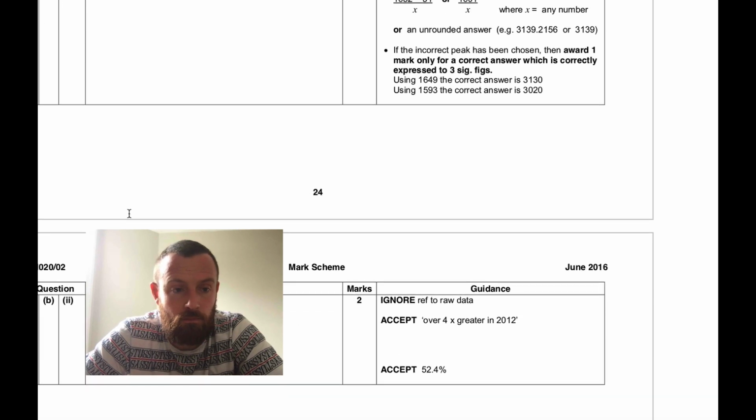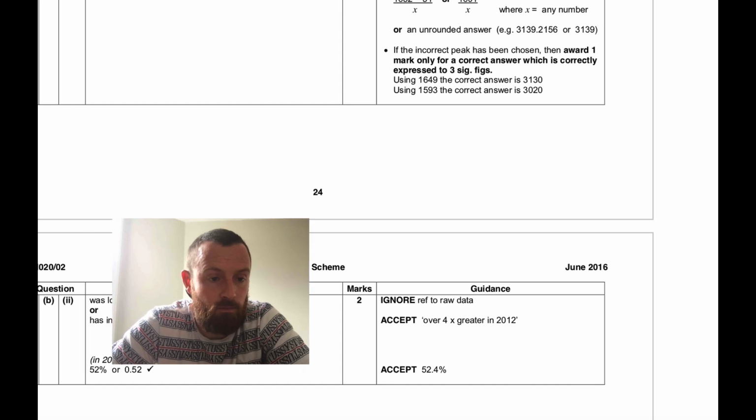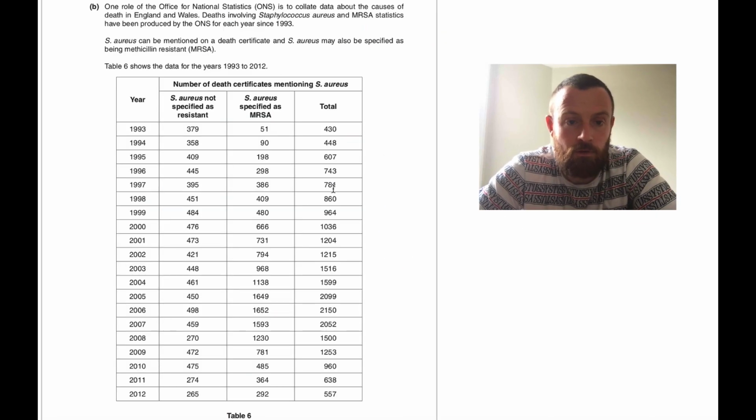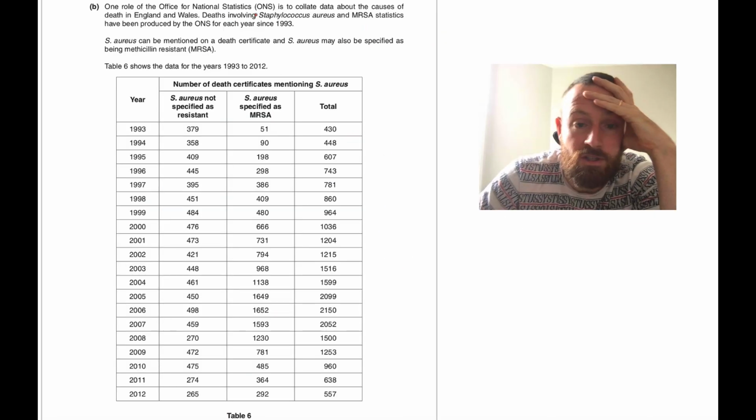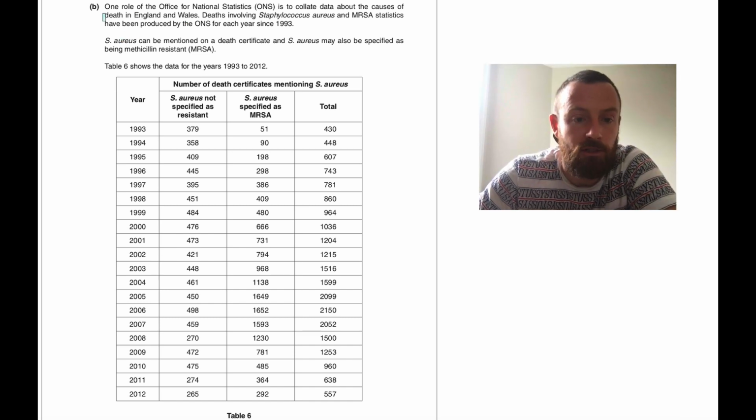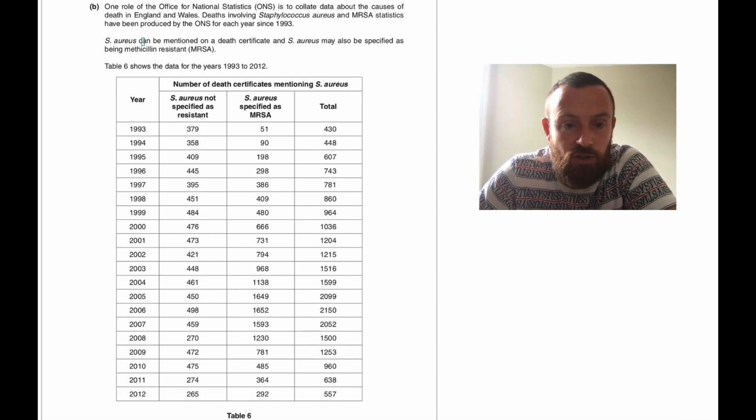Okay. Right, let's go to the last bit. All right, okay. One role for the Office of National Statistics is to collate data about the causes of death in England and Wales. Staphylococcus aureus, let's get the highlighter out, can be mentioned on a death certificate and so may also be specified as being methicillin-resistant, MRSA.